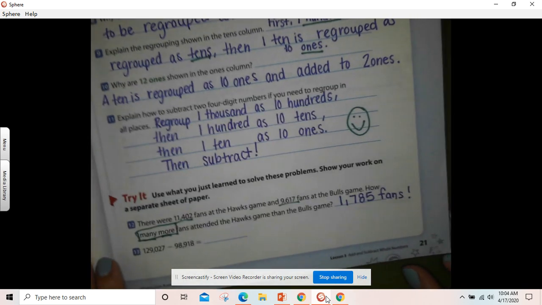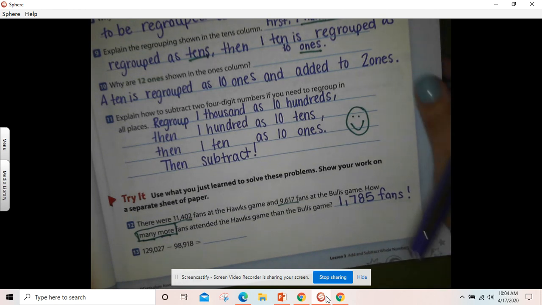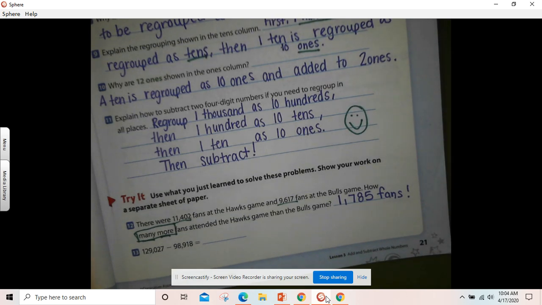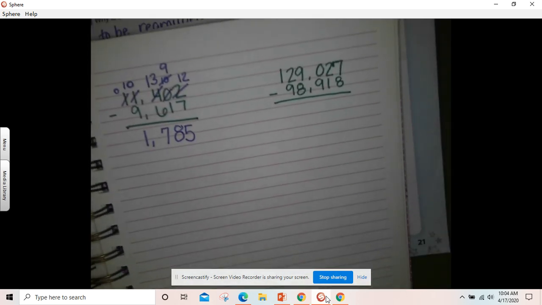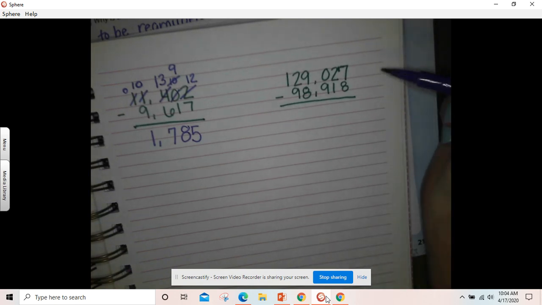I'm sure you did. And then number 13 was just a problem set up side by side, and I know that my awesome fourth graders went ahead and did what I did and took this problem and rewrote it where it is stacked. So I have 129,027 minus 98,918.